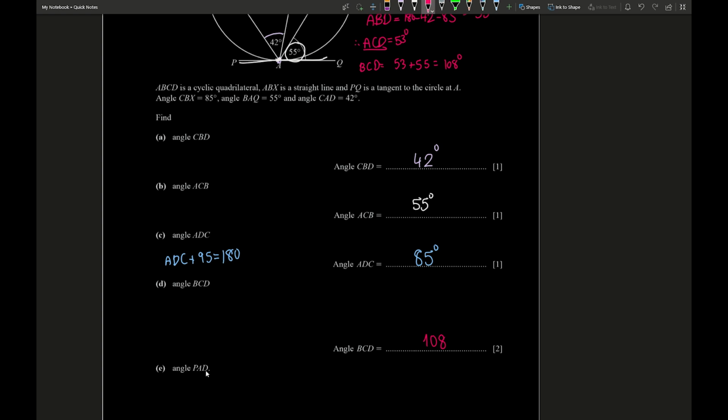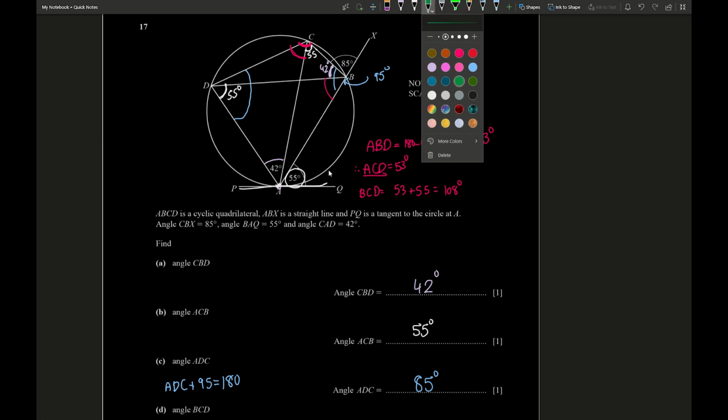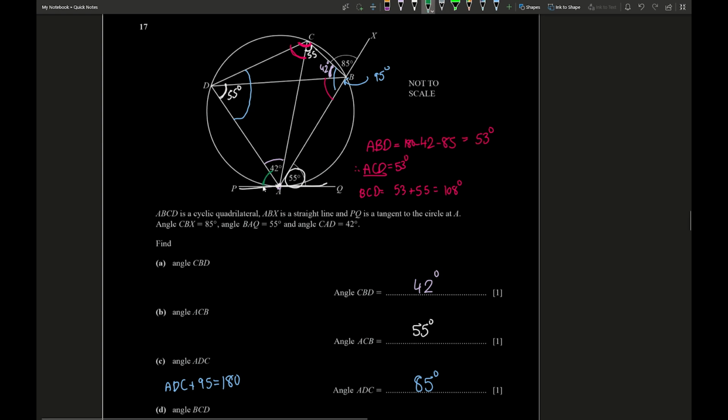All right, part E. What is the angle PAD? Where is it? Angle PAD is right here. How do we find the angle PAD? To find angle PAD, we'd have to subtract all of this from 180 degrees because PQ is a straight line. However, we do not have this angle. What is it equal to?